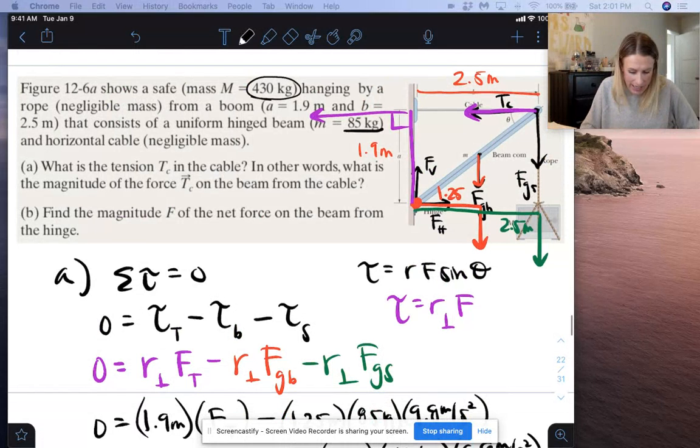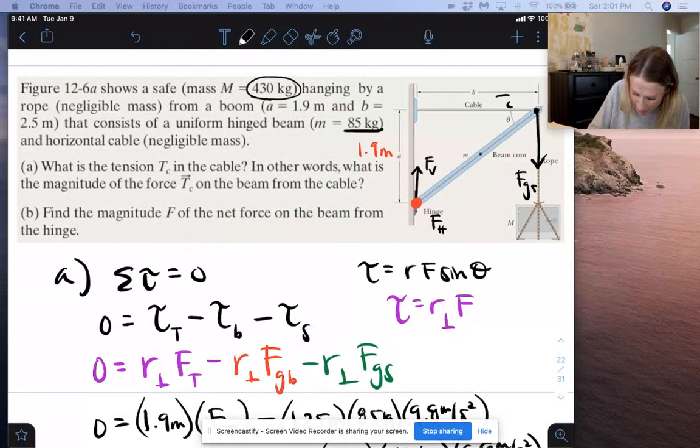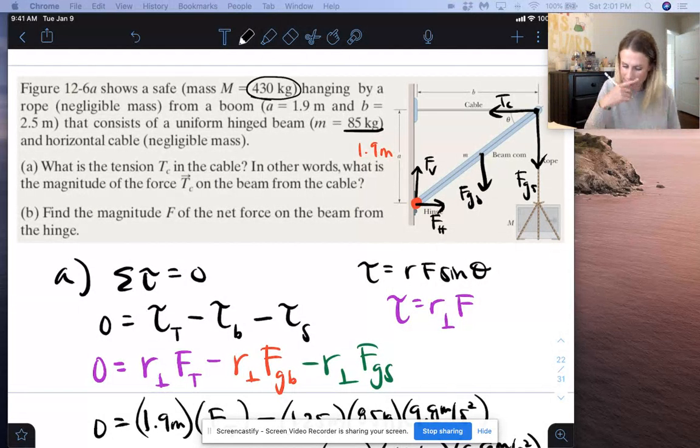And then for part B, it says find the magnitude F of the net force on the beam from the hinge. So for the net force on the beam from the hinge, we have to find both the vertical force and the horizontal force, and then we have to use the Pythagorean theorem. Now I'm going to erase all these crazy vectors that I've drawn here just so that we can see what's happening. Oh no, I erased all my stuff. Whoops. Okay, so we have force of gravity of the beam, horizontal force. What else did I erase? Tension force. Okay, tension in the cable.